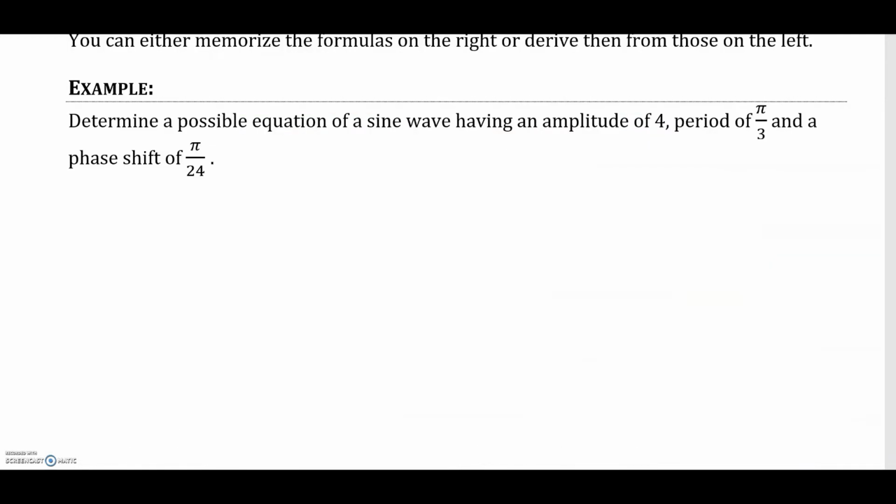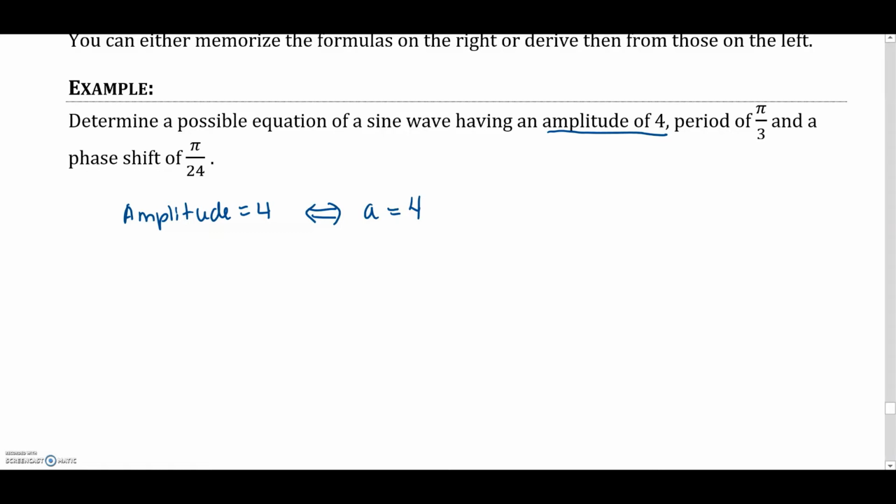In this first example, we want to determine a possible equation of a sine wave having an amplitude of 4, period of pi over 3, and a phase shift of pi divided by 24. Let's start with the first given piece of information. We know that the amplitude is equal to 4. This means that a is equal to 4. It's worth mentioning here that you could also use an a value of negative 4, since the amplitude of a value of a that's negative is just the positive value.